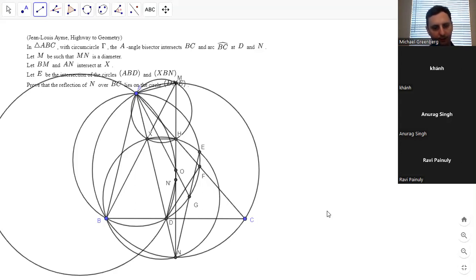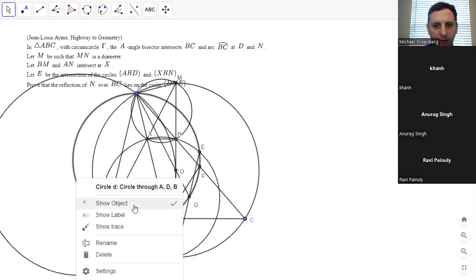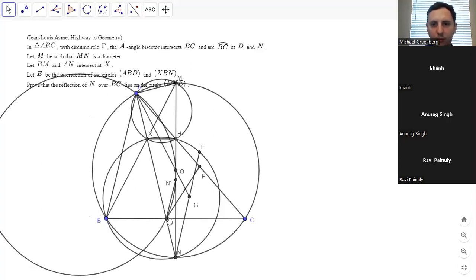I think we're very close. Yes, there is something. DGA is 180 minus B. But that assumes that we already know the circle exists, and we don't. Basically, we need to prove that G lies on this circle. Is there a way you can prove that angle is 180 minus B? Like if I hide this circle, can you show DGA?